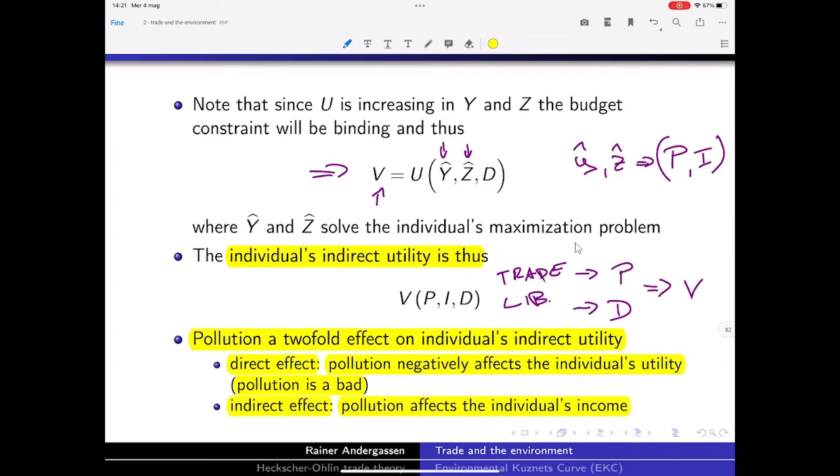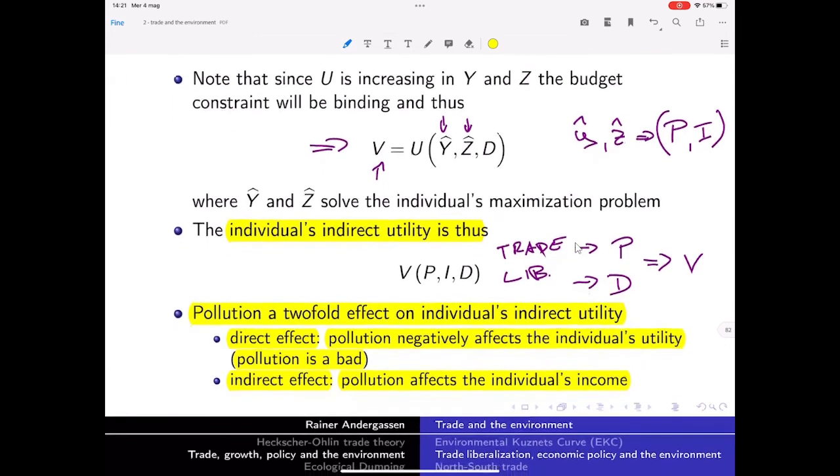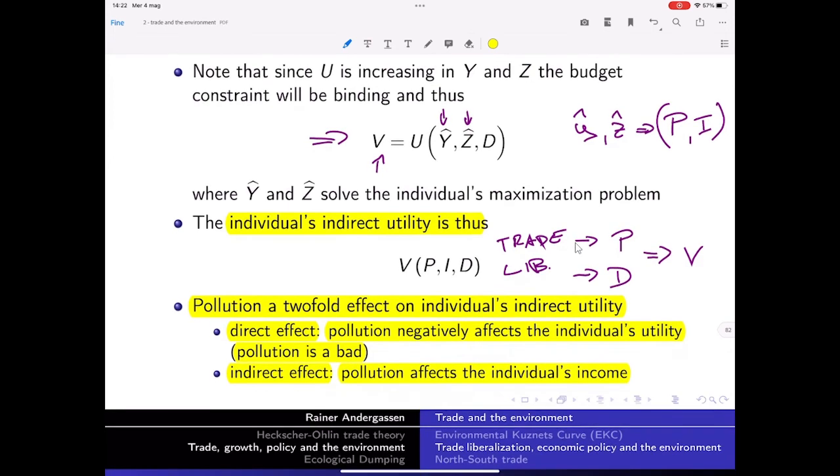Because pollution affects the production possibilities, and therefore my production choices and therefore my income. And I have to take all this into account. The effect of P, the price, on the consumer is quite standard. We are going to see these effects in a minute. But the novel part here is the effect of pollution.